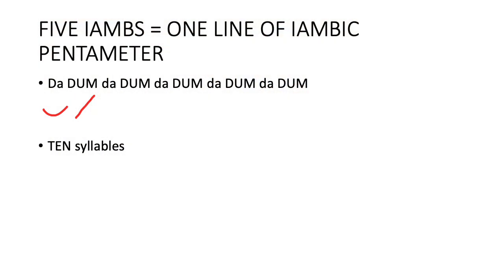Those of you shouting five at the screen are correct. One line of iambic pentameter has five iambs because it is a pentameter. It's a measure of five, pentagon, of iambs. Iambic pentameter, five iambs in a row. So you've got five lots of unstressed, stressed. Da-dum, da-dum, da-dum, da-dum, da-dum. It's not that far away from normal speech. Therefore, if you count them, you've got 10 syllables.